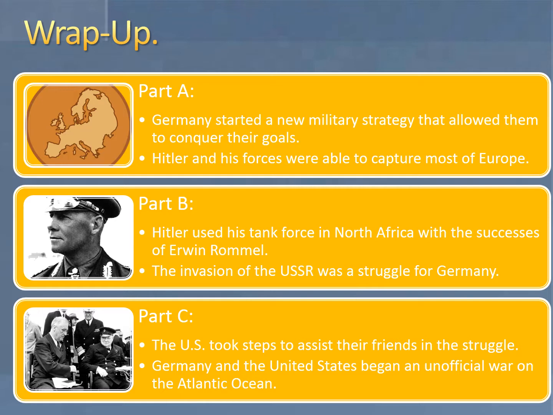Hitler also used his tank force in North Africa with the successes of Erwin Rommel, the Desert Fox. That's a picture of him there. But the invasion of the USSR, the Soviet Union, was a struggle for Germany. Remember that Hitler was kind of unsuccessful at taking that territory. And then finally, the U.S. took steps to assist their friends in the struggle. That's a picture of FDR on the left and Winston Churchill on the right, meeting during the Atlantic Charter. Germany and the United States also began an unofficial war on the Atlantic Ocean. But again, the United States will not officially enter the war until December 1941, a couple of months later.